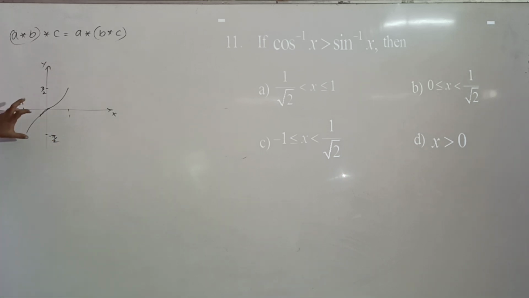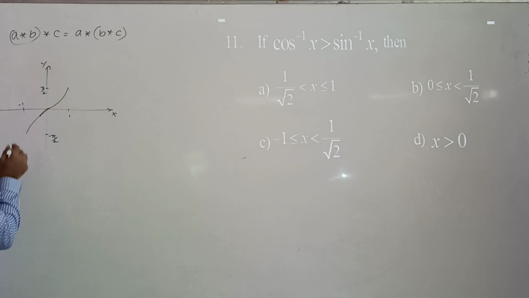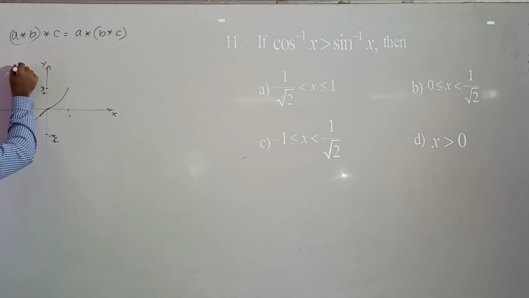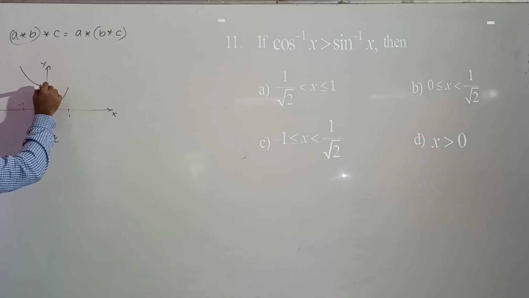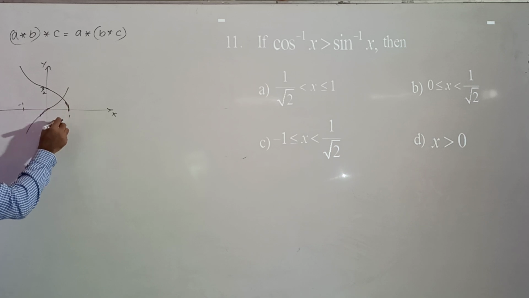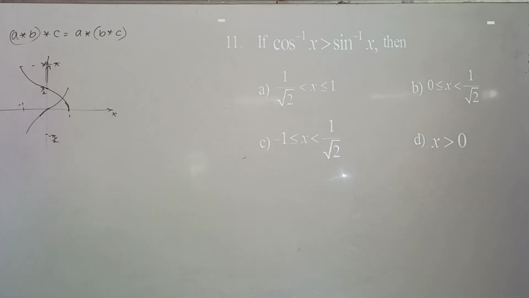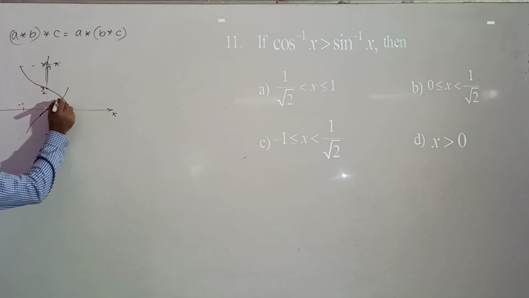The range of sin inverse x is minus pi by 2 to pi by 2. Then for cos inverse x, the domain is minus 1 to 1. The range is from 0 to pi. Its maximum value is pi, which is attained at minus 1. So the graph of cos inverse x is like this. This is pi by 2. This value is pi. As we know, cos inverse of minus 1 is equal to pi. So at this point they intersect.